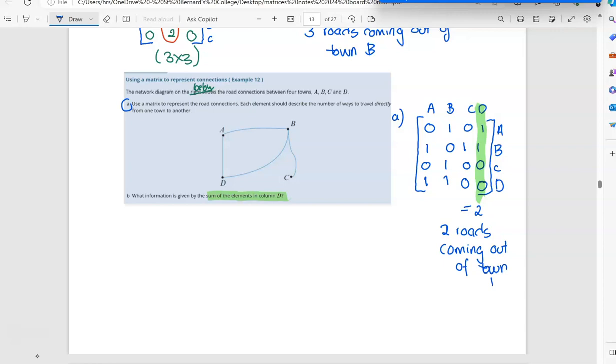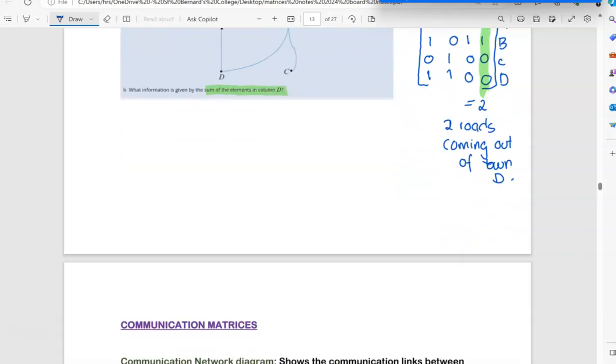Okay, so we'll just pop that. So often they'll ask you to interpret what the information is telling you. So we've done that there.